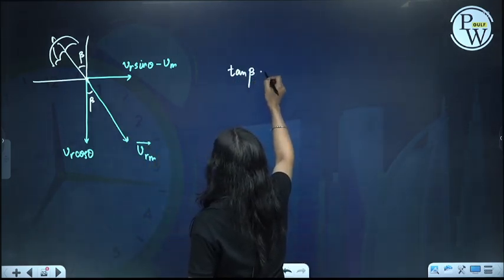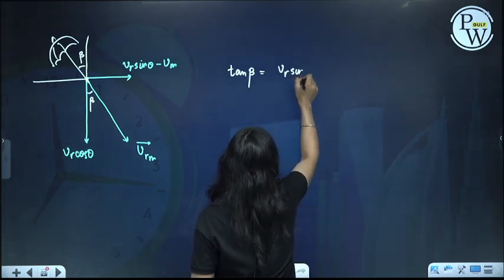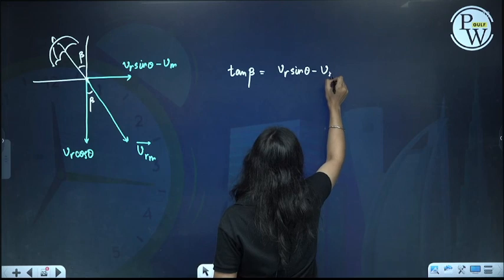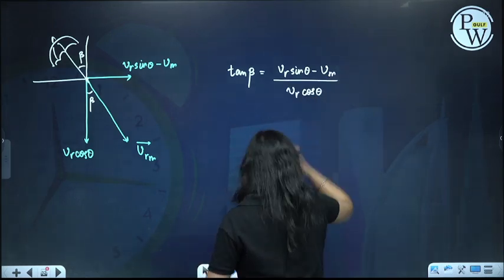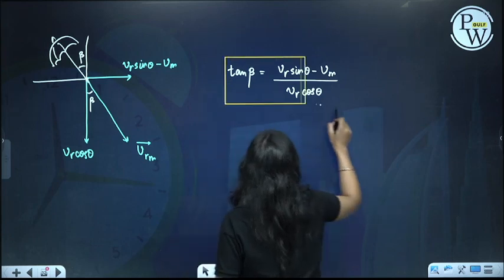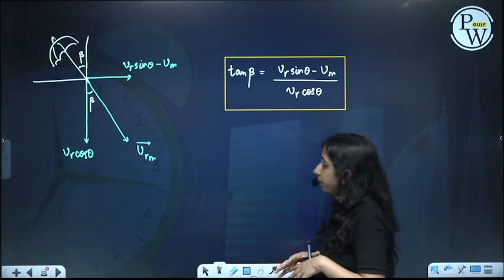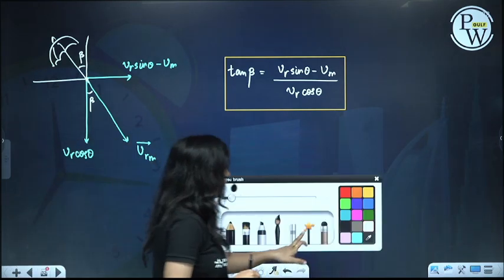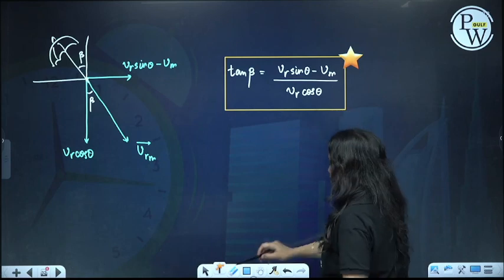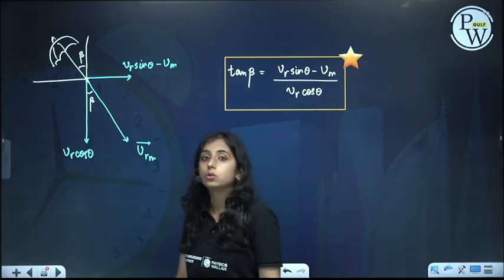So tan beta will be equal to (Vr sin theta minus Vm) divided by Vr cos theta. So man will hold the umbrella at this angle when rain is falling at some angle. This will be the angle with which the person should hold the umbrella to avoid getting wet.